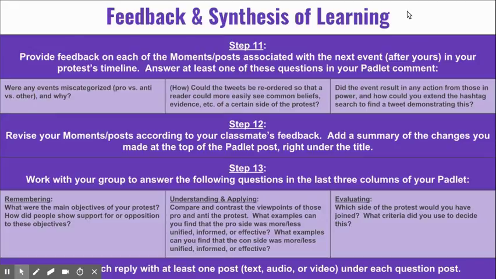In the last stage, group members will evaluate each other's curations and provide feedback about how tweets were categorized, how tweets fit into the narrative of beliefs or evidence for their category, and whether the narrative was appropriately linked to resulting actions. Students will revise their curations based on their classmates' feedback, and the group will reflect on their learning by summarizing the objectives, methods, and events that comprise the protest, by comparing the level of unification, information, and effectiveness the sides of the protest had, and by explaining what criteria would have led them to join one side of the protest, if any.